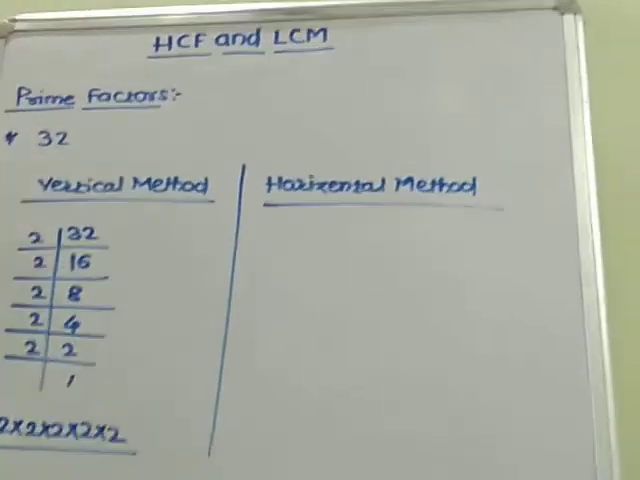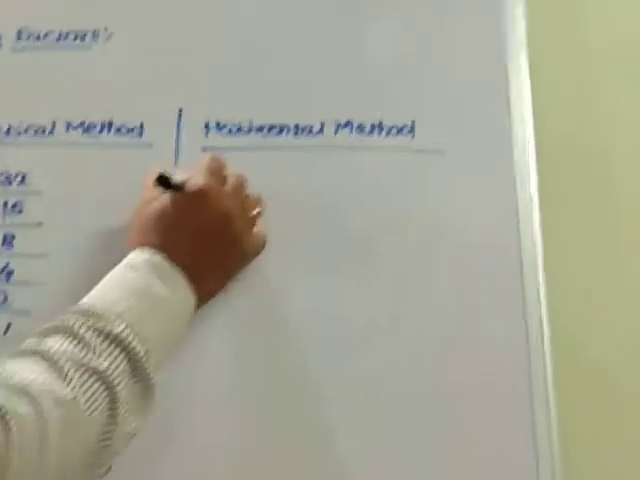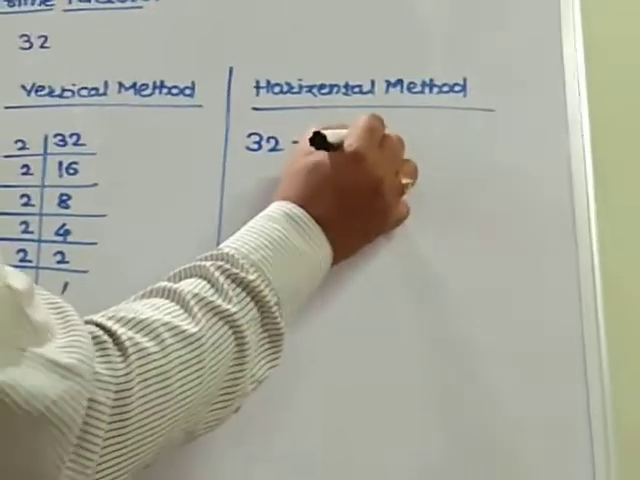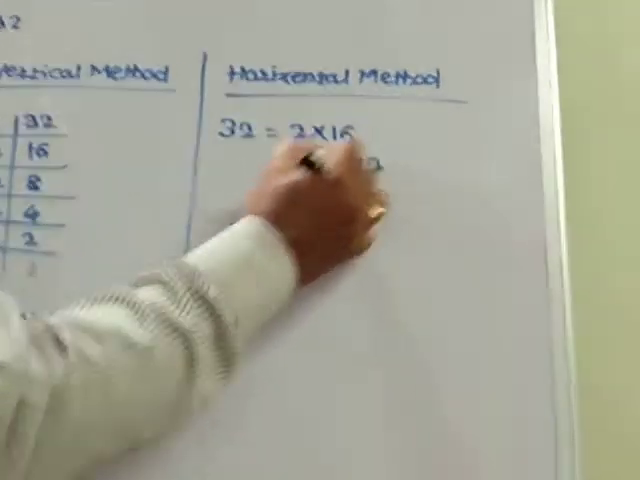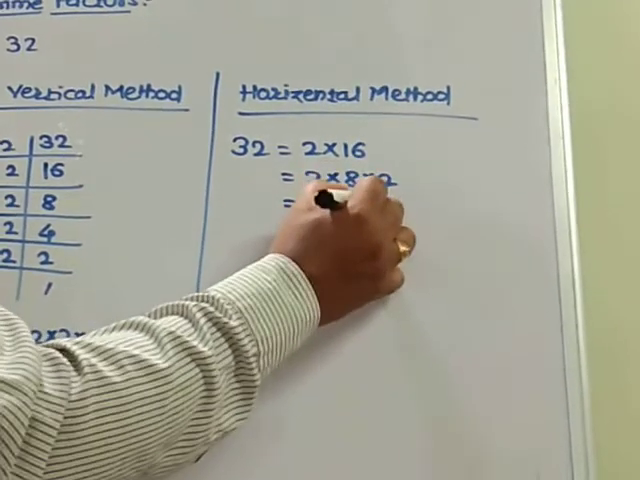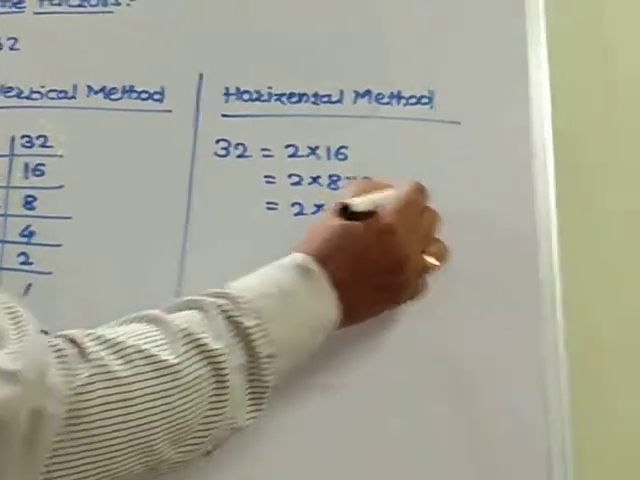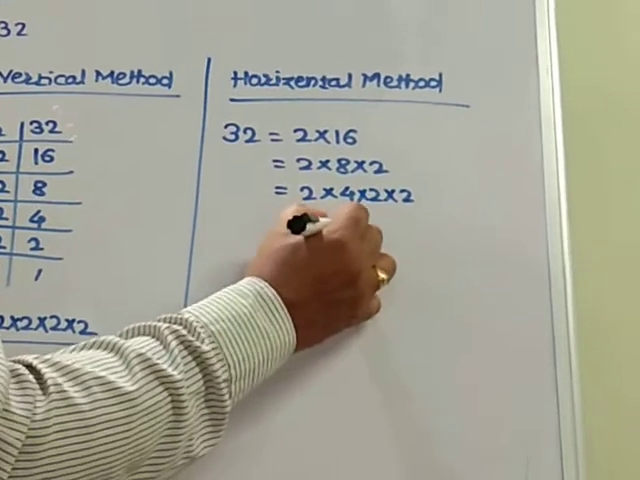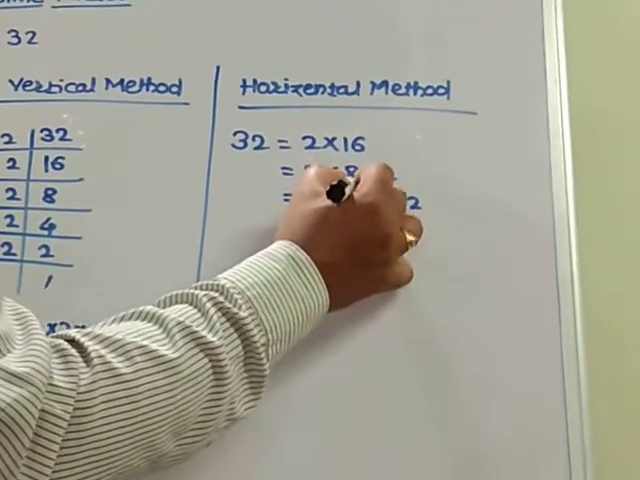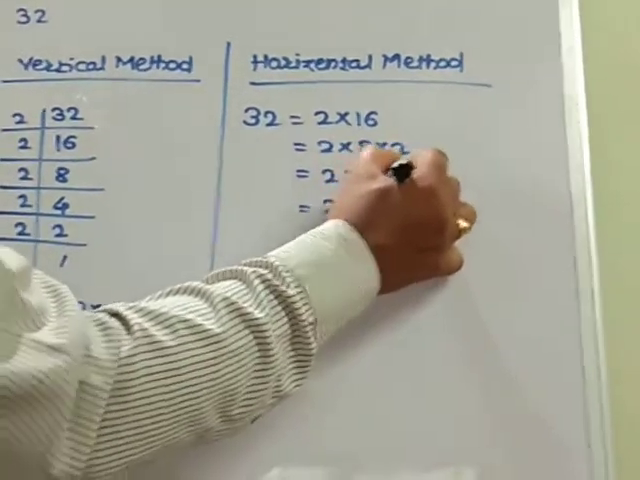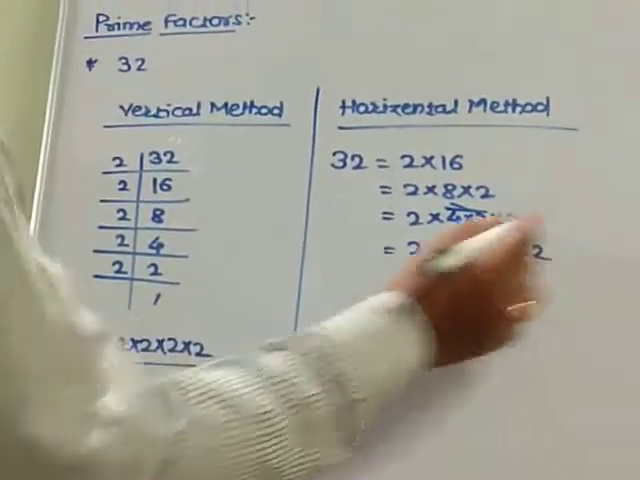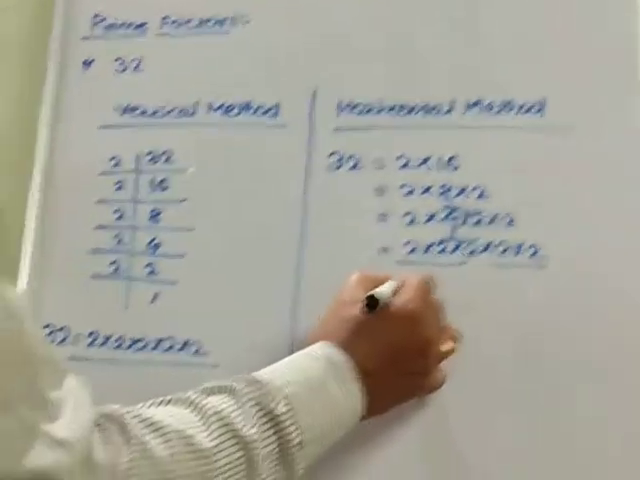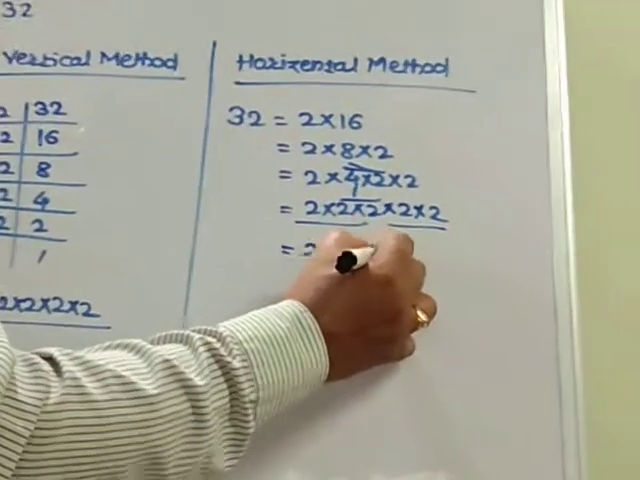Okay, now the horizontal method. 32 is equal to 16 twos. 16 factors into 8 twos, 8 factors into 4 twos, and 4 factors into 2 twos. That means 5 times 2 comes here: 2, 2, 3, 4, and 5. That is the method.